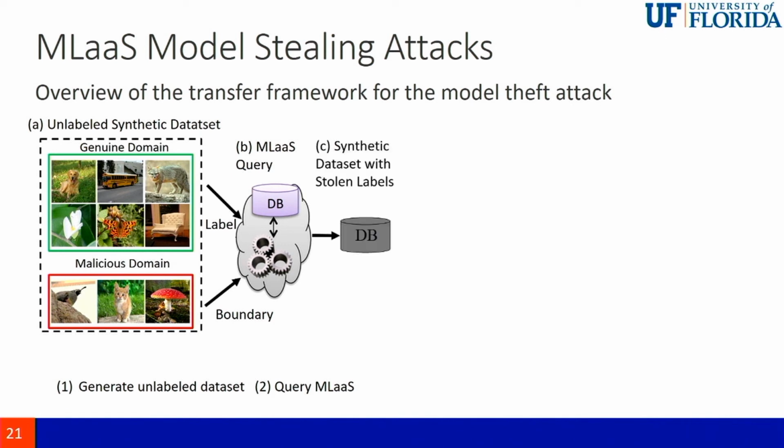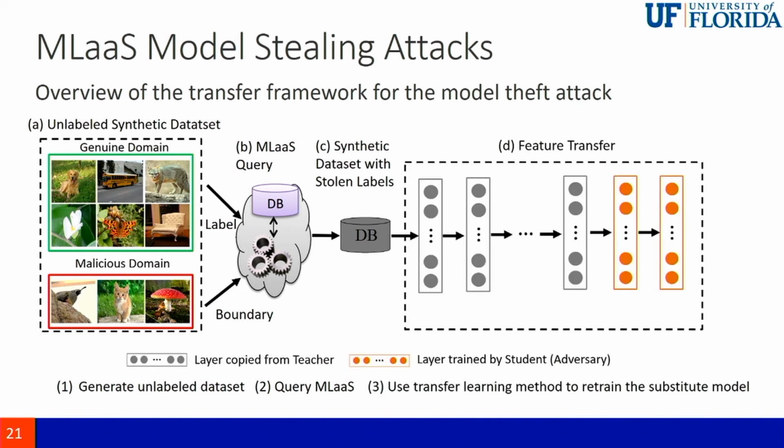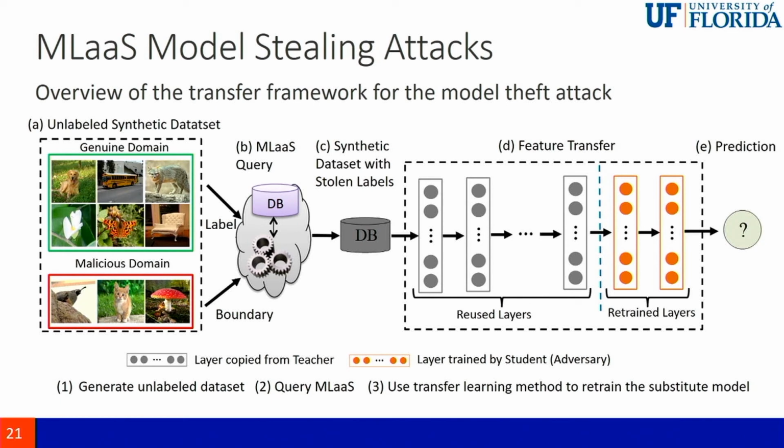And then all the queried data becomes a synthetic data set with what we call the stolen labels. Then we have our own machine learning model locally. This model has multiple layers. Some of the layers are reused layers, which are already fixed. Some of the layers are retrained layers, normally at the end of the machine learning model. Then we use our synthetic data set to train the last few layers. In our case, we normally train the last 2 layers, or sometimes 1 layer, a fully connected layer. In that way, we generate a model that would have very similar behavior to the machine learning model in the cloud.